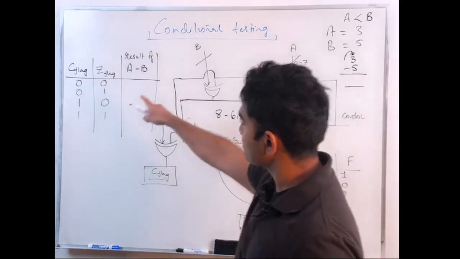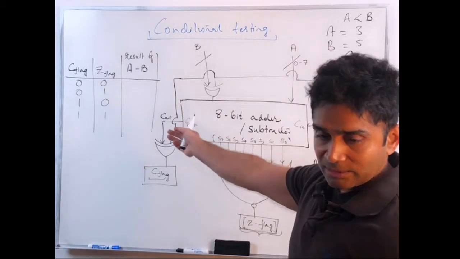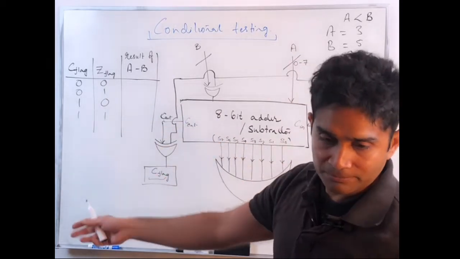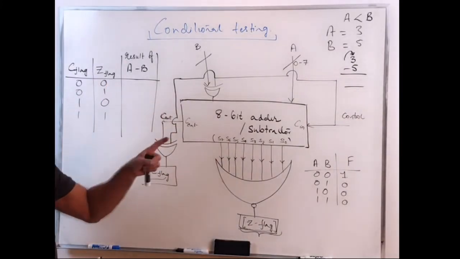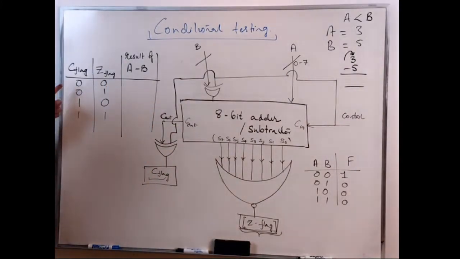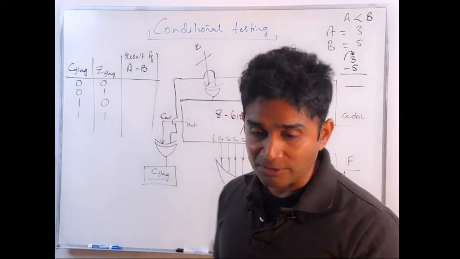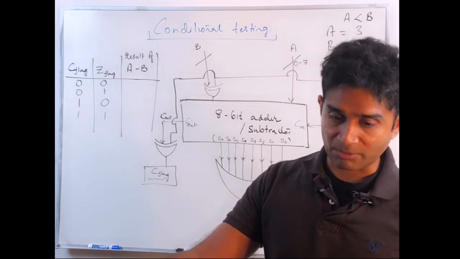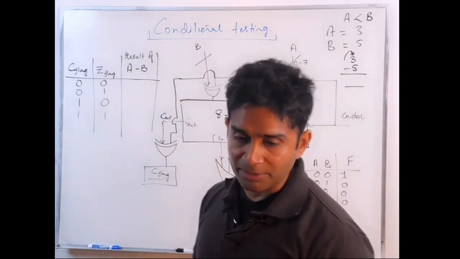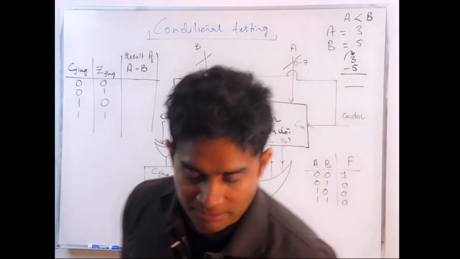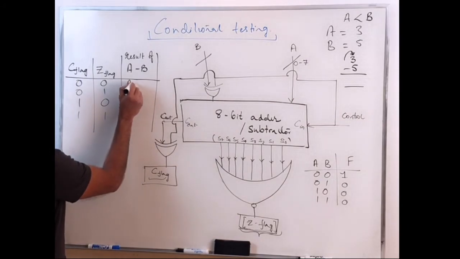If my Z flag is 0, that means A is not equal to B, right? Because if Z is 1, then of course A is equal to B. In this case, I have Z flag as 0, that means A is not equal to B. C flag is 0, that means, because I'm doing a subtraction operation, I'm not borrowing from an imaginary borrow. So what can you say about the relative magnitude of A and B? A is larger than B, correct? In this case, A is larger than B.